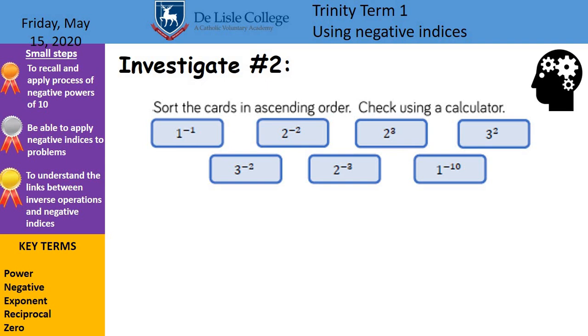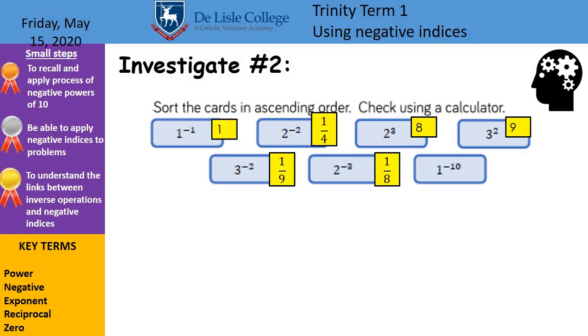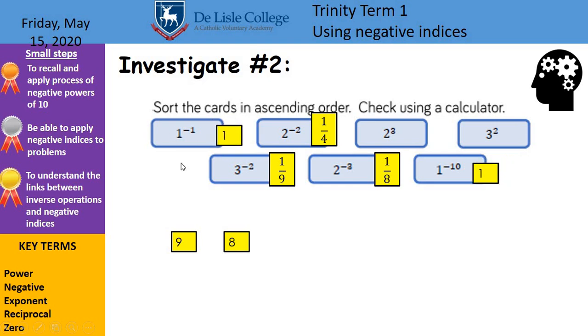Right, good. So the first thing I did is I went with the positive powers and just converted them into whole values, so 8 and 9, and then I converted the other negative exponents into fractions, and then it's quite simple to see, right, I can put those biggest to smallest. So the first one is the 9 for 3 squared, and then it's the 8 for 2 cubed, and then we've got 1 to the power of negative 10 and 1 to the power of negative 1. Well, they're both 1. Because here it doesn't matter how many times you multiply 1 by itself, you're going to get 1, okay?